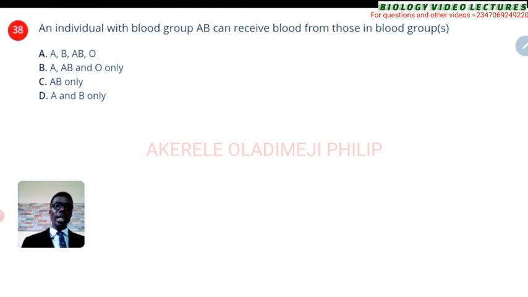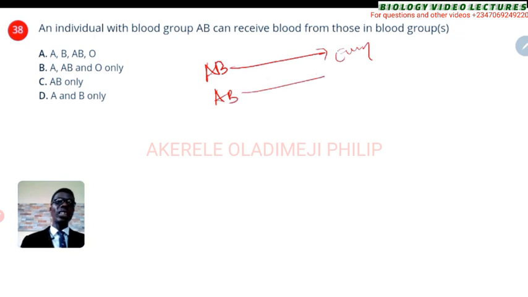An individual with blood group AB can receive blood from those in... blood groups. Well, the truth is AB can give to everyone. Sorry, can receive from, say, an individual with blood group AB can receive blood from everyone. But AB can only give to itself. That's one funny thing. It can receive from everybody because it doesn't have antibody at all, but can only give to itself. So if it wants to donate, it can only donate to AB.